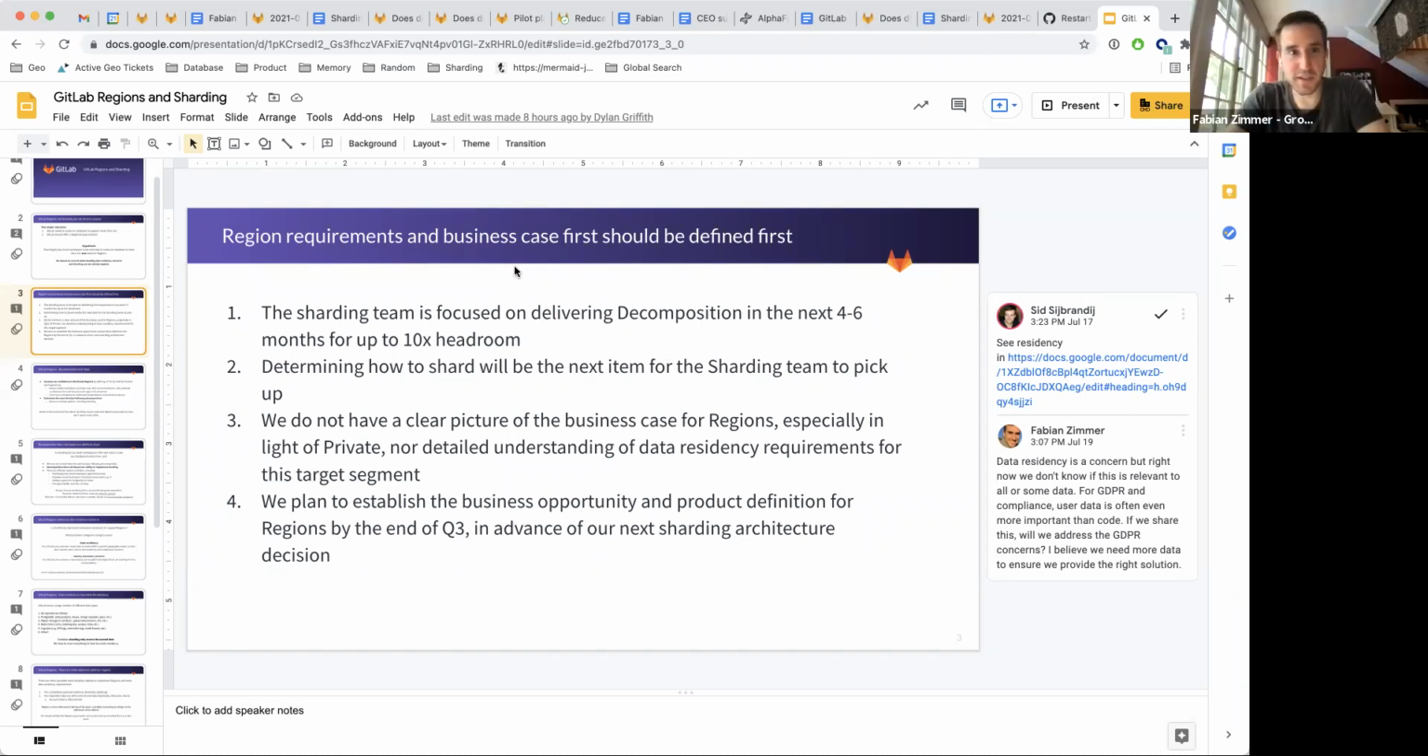This is what I essentially stated. We're doing decomposition now. We still need to determine how we're going to shard, right? Because we don't know what the business case for regions is. We have no detailed understanding of these requirements for this target segment. And we should do exactly what you just suggested and actually figure that out before we do anything, because I cannot answer these questions. And if I cannot answer these questions, then how are you supposed to know what to implement, quite frankly? That is my stance.